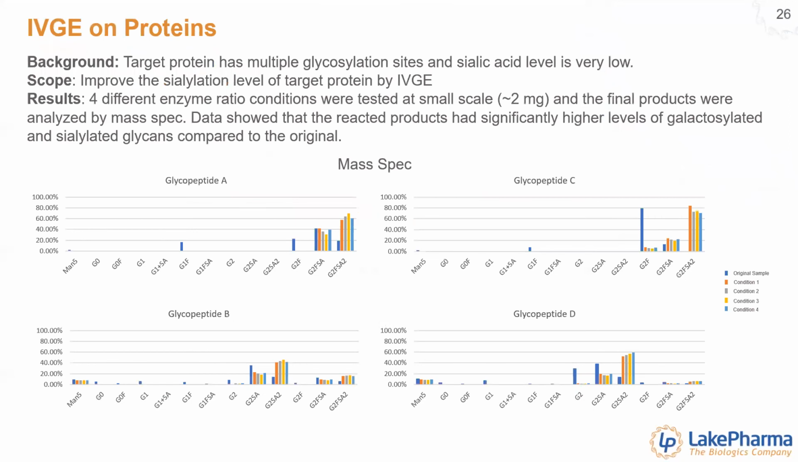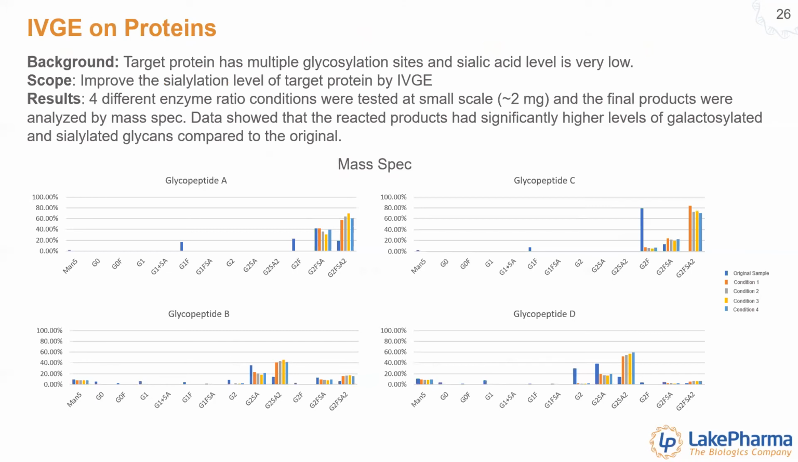On slide number 26, here's a target protein that has multiple glycosylation sites, and the protein produced by CHO has a very low sialic acid level. So we use this protein as a test case. We want to look at the sialylation level of this by IVGE, and what we did is similar to our initial experiment, where we use 4 different ratios of enzyme versus substrate, and then look at the glycosylation at each of the glycopeptides of this protein.